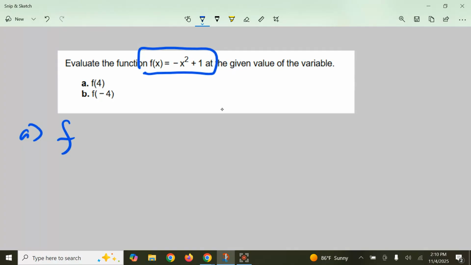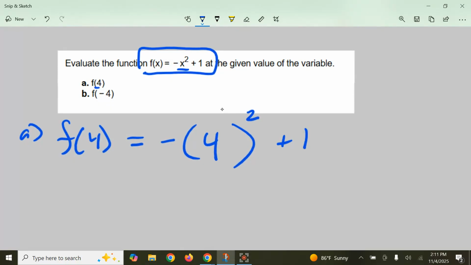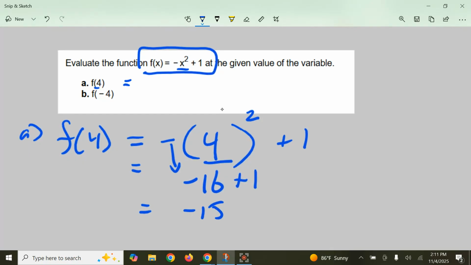Part A says, can we find f of 4? What that means is everywhere we have the letter x, we're going to plug in the number 4. So the first thing I see is a negative. Where my x used to be, I'm going to put the number 4 squared plus 1. Okay, 4 squared is 16, but that makes it into a negative 16. Negative 16 plus 1, y'all, negative 15. So I got a negative 15. Let's fix that. Boom. Negative 15 for my first one.